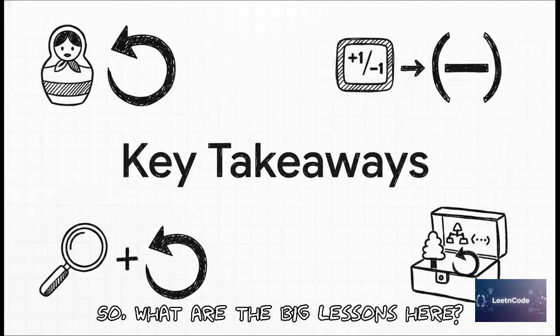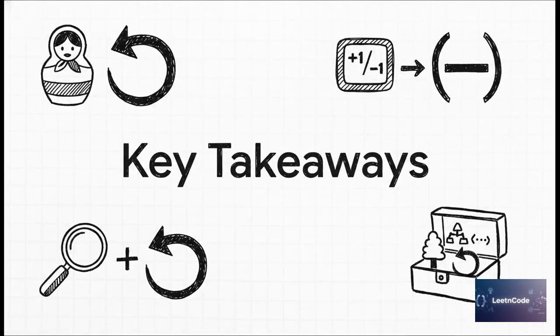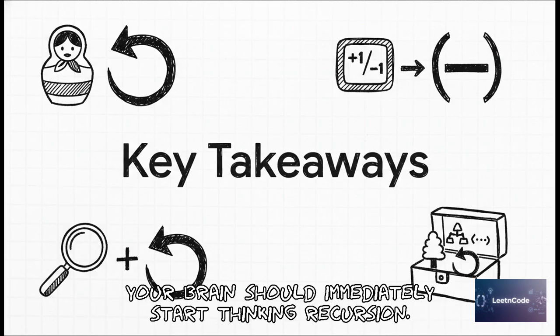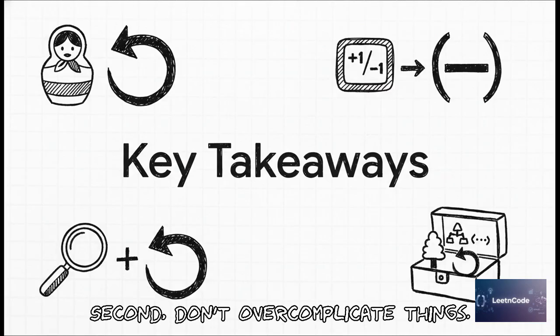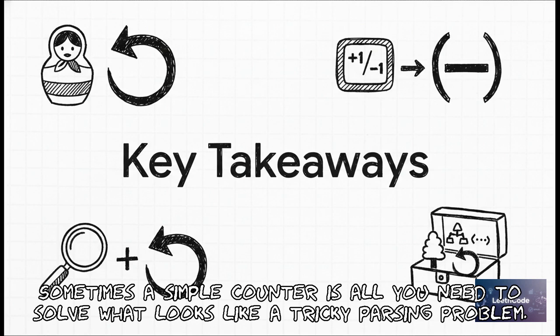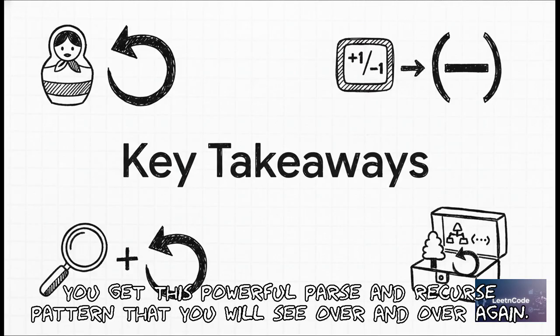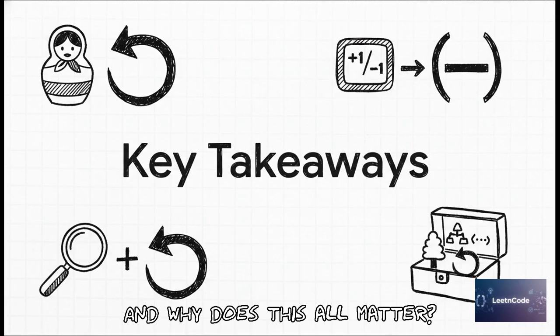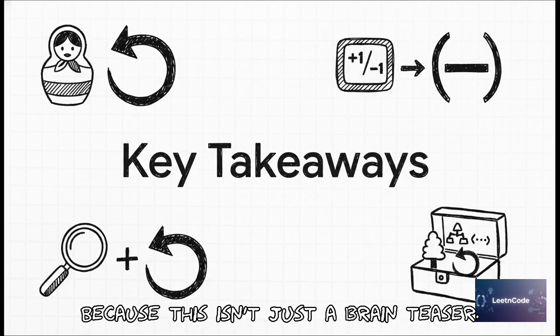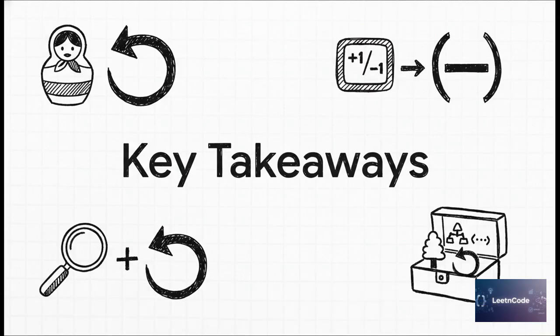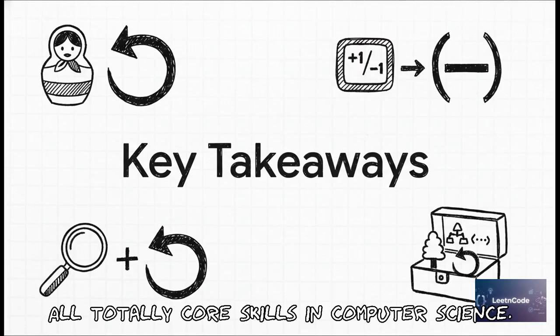It's that direct. So, what are the big lessons here? First, when you see a problem with this kind of nested, self-similar structure, your brain should immediately start thinking recursion. Second, don't overcomplicate things. Sometimes a simple counter is all you need to solve what looks like a tricky parsing problem. And when you put those two together, you get this powerful parse and recurse pattern that you will see over and over again. And why does this all matter? Because this isn't just a brain teaser. It's a classic problem that really tests your fundamental understanding of trees, recursion, and string manipulation, all totally core skills in computer science.